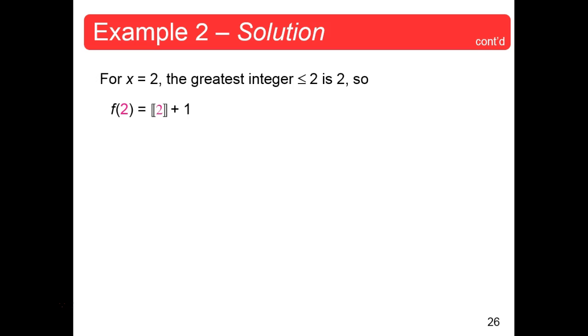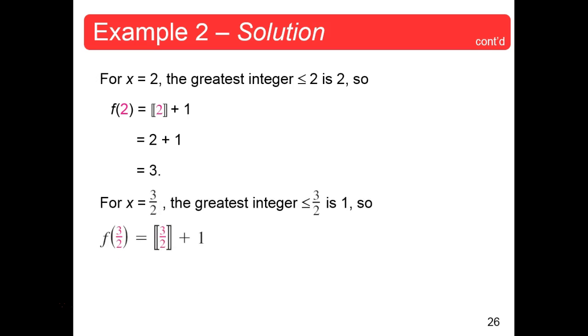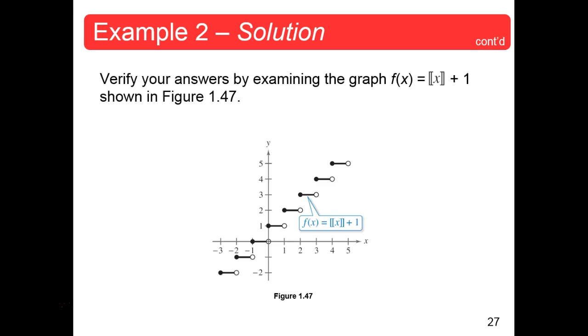Then when we do 2, the greatest integer in 2 is 2, so it would be 2 plus 1 is 3. And for 3/2, the greatest integer less than or equal to 3/2 is 1. If you get the 3/2 on the number line, look to the left, the next integer you see is 1. So the greatest integer in 3/2 is 1, and 1 plus 1 is, of course, 2. Okay. Now, that one looks a lot like what we just had before. Let's scoot back.